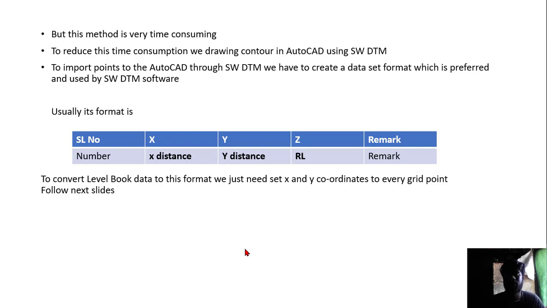So to do this, you just need to convert it to the format. What's the actual format SWDTM software uses for creating contours? It's just like this: first comes the serial number, then X distance, then Y distance, then RL. RL is the elevation. Okay. To convert level book data to this format, we just need to set X and Y coordinates to every grid point. Follow the next slides.